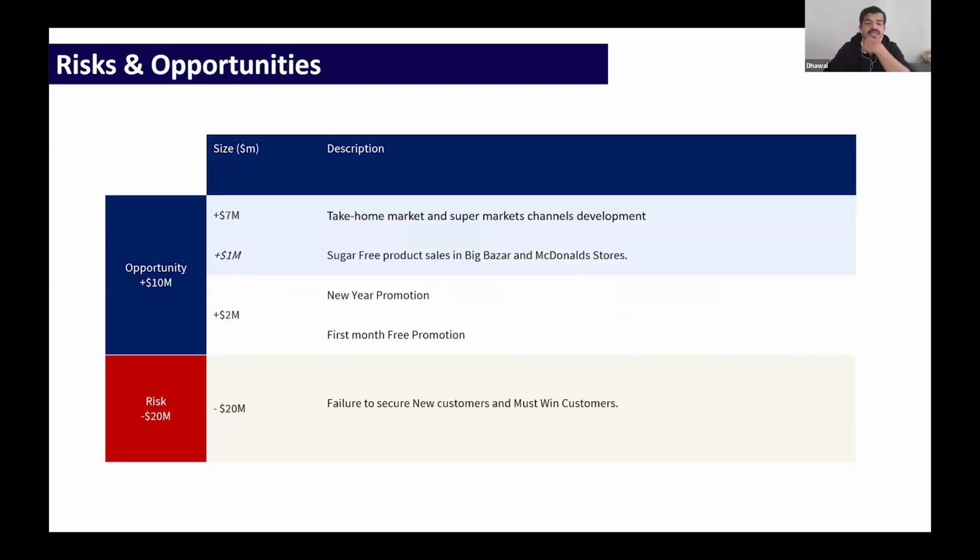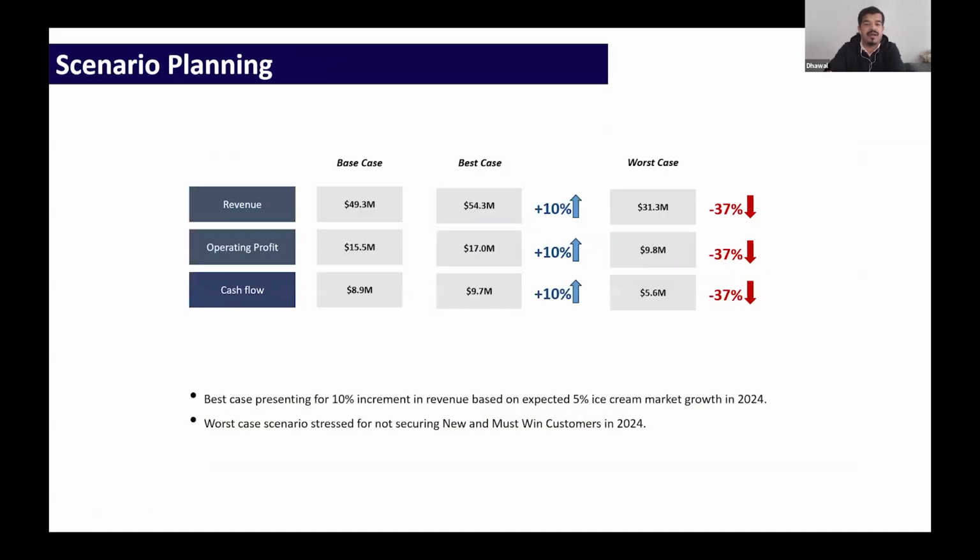Risk and opportunity analysis. What happens if there's an opportunity and these opportunities realize, we should be able to make $10 million more in revenue. But if we come across these risks, then we could end up being $20 million lower compared to the budget that we have prepared, right? Again, some scenario planning. What is the best case, worst case, base case, right? So in base case, what am I achieving? If best case, then how much will be my revenue? And in worst case, how much will be my revenue?